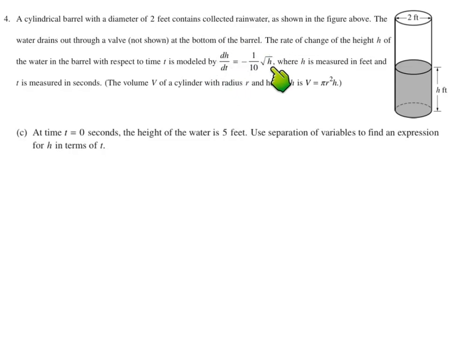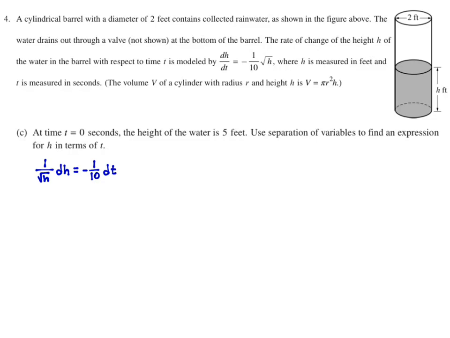Well, this is a differential equation. How do I solve it? I separate the variables. So in this case, the first thing I'm going to do is multiply by dt, and then I have to move this rad h over to the other side, so I'm going to divide by rad h. So I end up with 1 over rad h dh equals negative 1/10 dt.